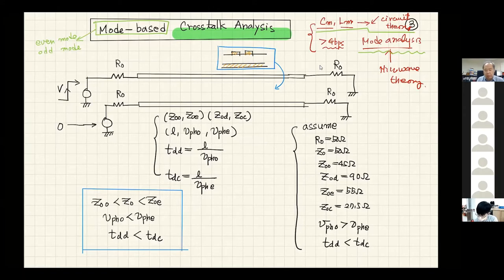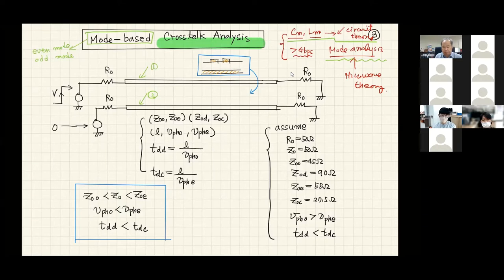This is a special case where we have two lines, line number one and line number two. Generalization of this crosstalk problem to 200 lines or more could be very straightforward. But in this class today, I'm going to look into the two line case to discuss the physics related to crosstalk. Now I assume that we have two lines and the source line is terminated with the resistance RO, that is the odd mode impedance or something. At the receiver side, I also assume that each line is terminated with RO ohms.